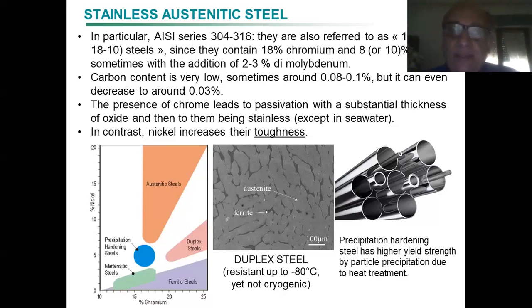two ISIS series, 304 and 316 steel, and some molybdenum. Again in both cases, the carbon content is very low, and here you have the amount of chromium which allows passivation, so the formation of a thicker oxide layer, which is able to protect what is below it from corrosion.